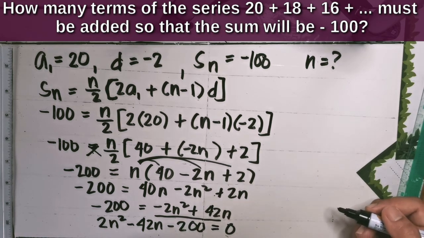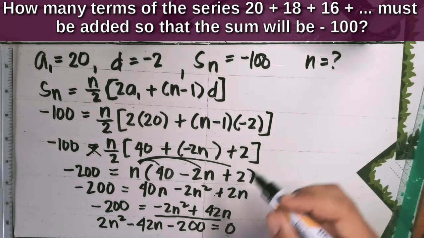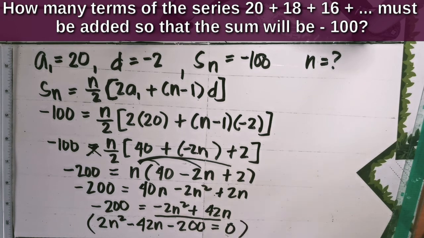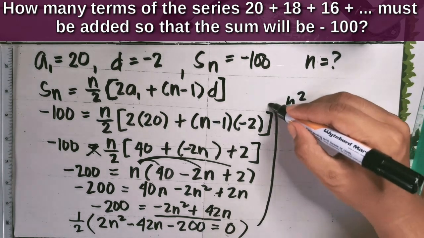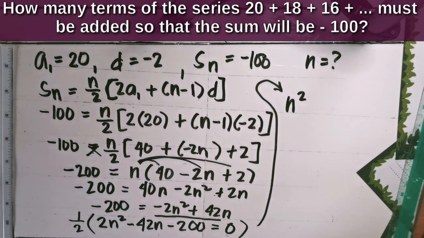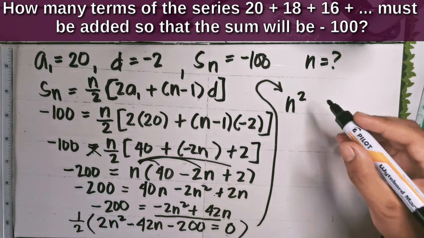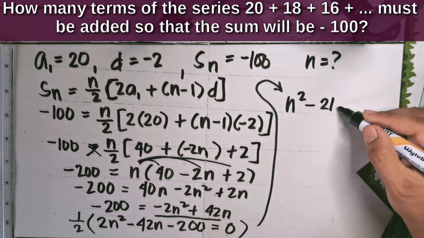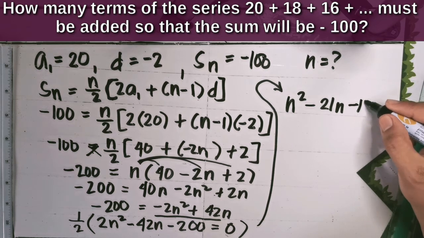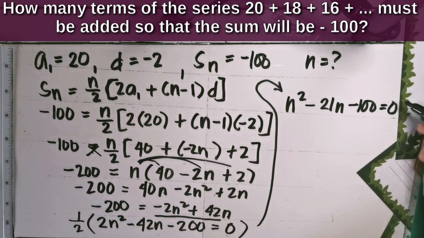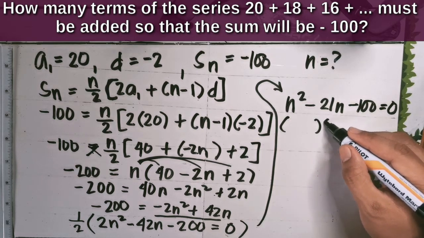Now, let us solve for the value of n. Given that, let's multiply this by 1/2 to reduce the equation. So 1/2 times 2n squared is equal to n squared. One half times negative 42n is negative 21n. And 1/2 of negative 200 is negative 100. That is equal to 0. So to get n, we're going to factor the equation.